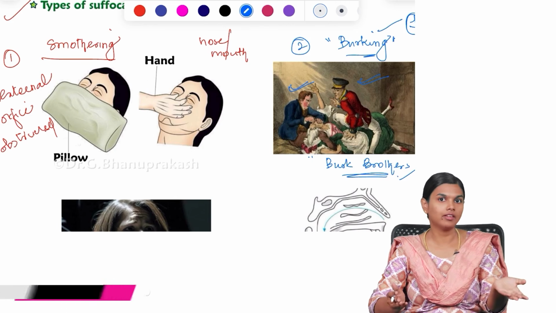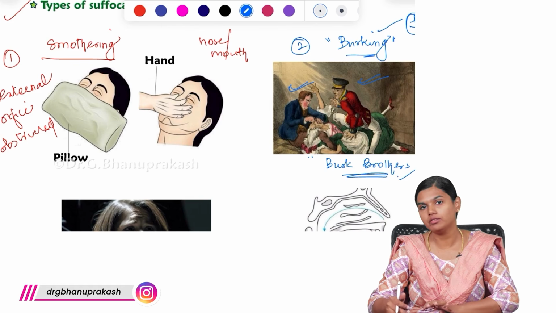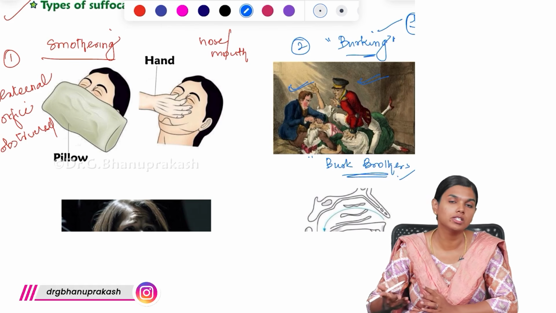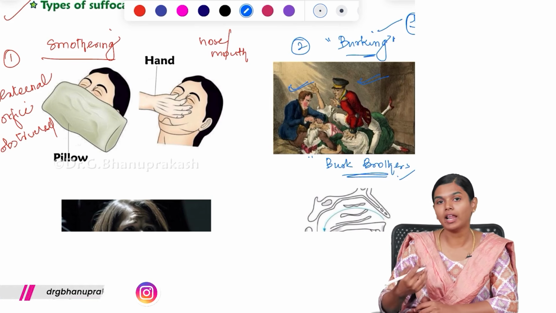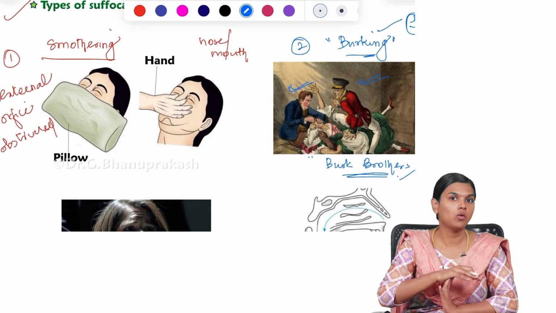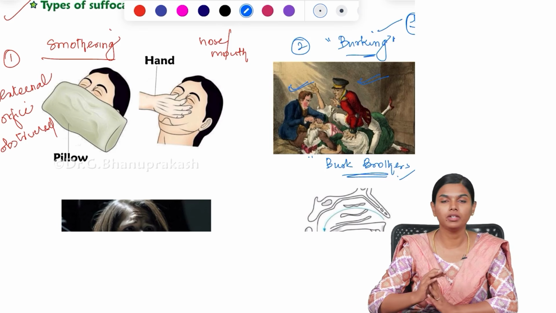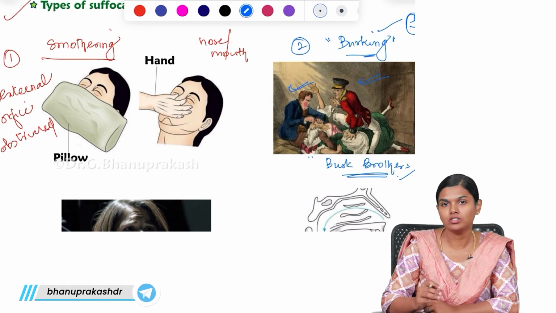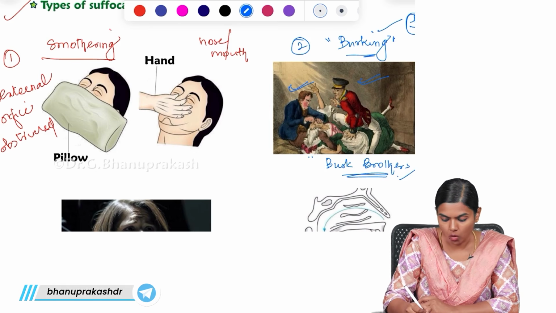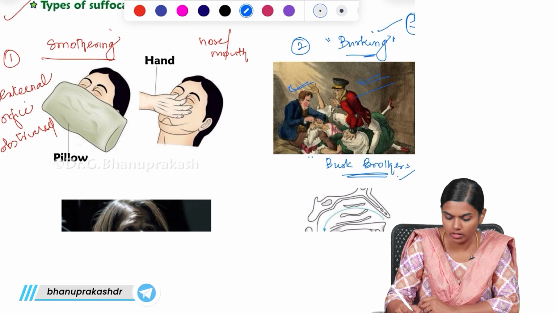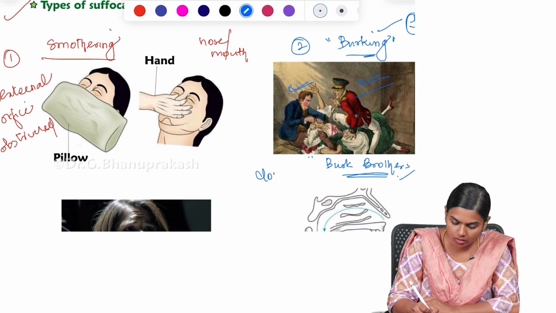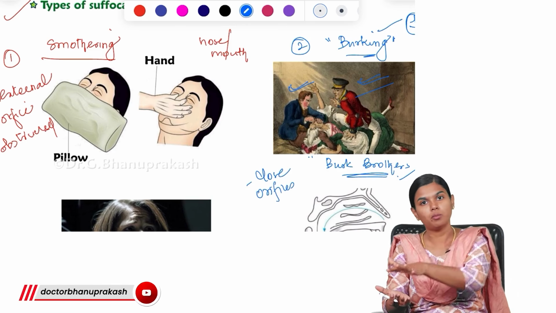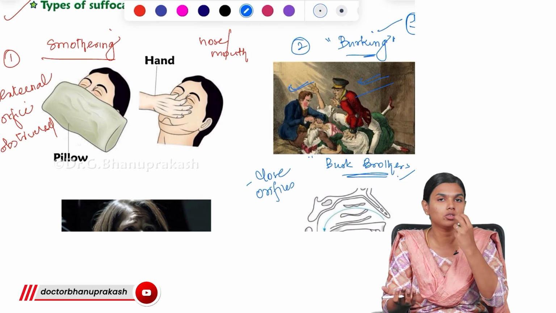They would usually bring homeless people, people with no home, to their place and feed them a lot of food and alcohol. Once they were completely inebriated, they would push them to the ground, and one would sit on top while the other closed the orifices.